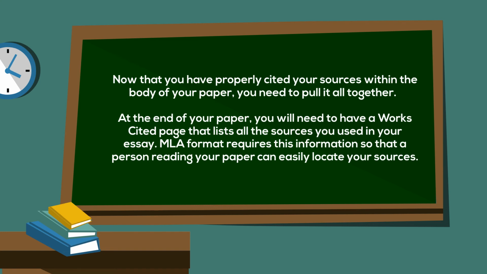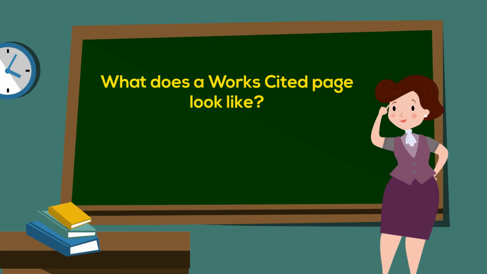Now that you have properly cited your sources within the body of your paper, you need to pull it all together. At the end of your paper, you will need to have a works cited page that lists all the sources used in your essay. MLA format requires this information so that a person reading your paper can easily locate your sources. What does a works cited page look like?